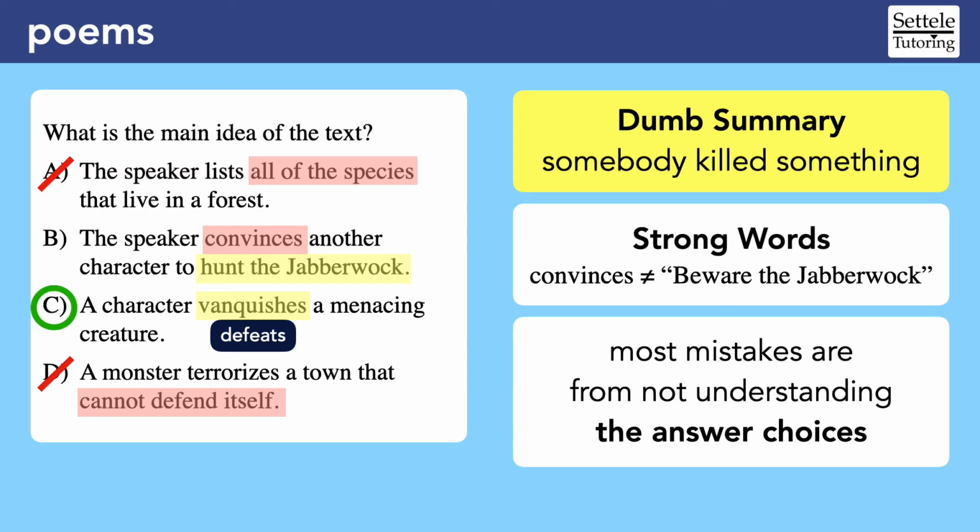So if you get a poetry question wrong, or really any SAT passage wrong, ask yourself why. Did you miss some key idea in the passage? Or did you miss an important word in the answer choice? Did you get it wrong because of words you didn't know or lines you didn't understand? Or did you get it wrong because you ignored a word that you knew well?